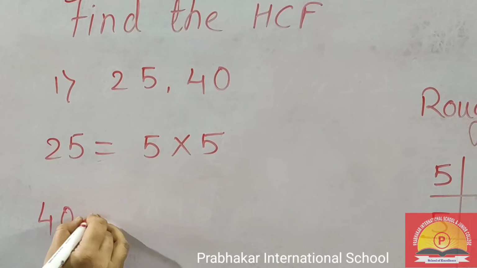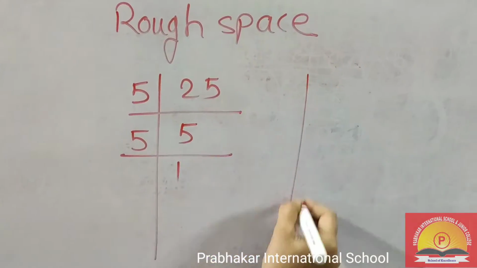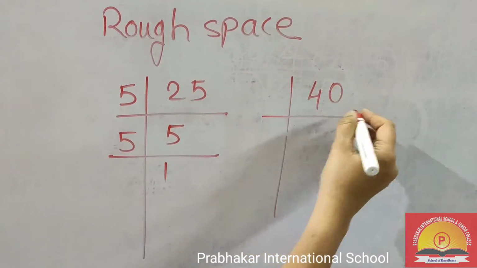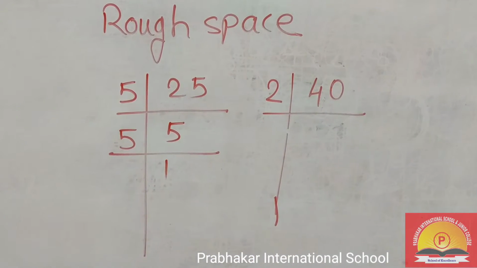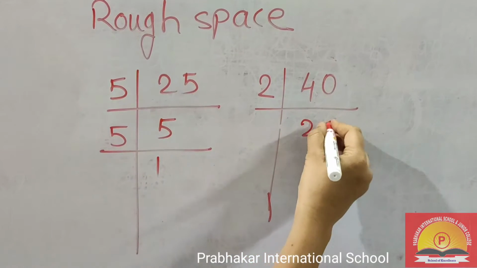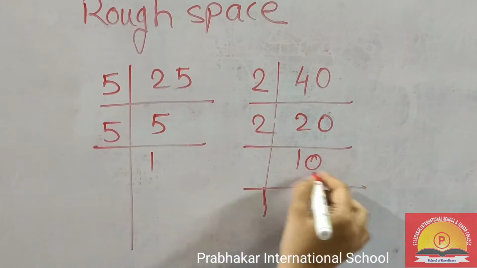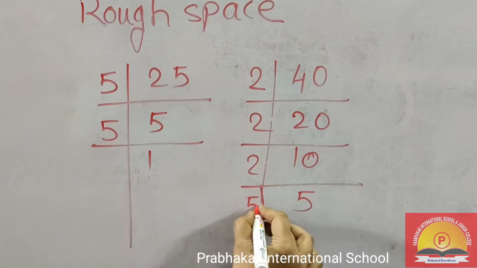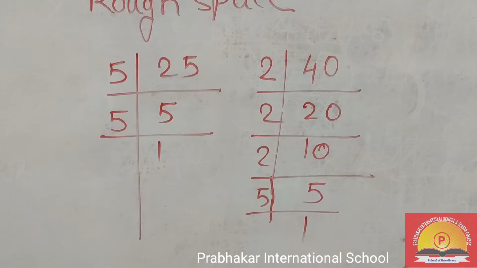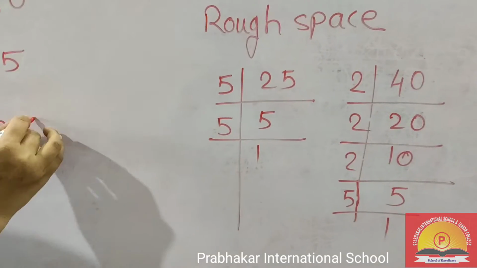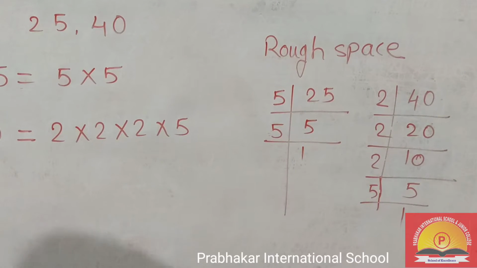Now we are going to find out factor of 40. Again write in rough space 40. So you know that this number is divisible by 2 as it is an even number. 2 2s are 4, 0 as it is, 2 1s are 2, 2 5s are 10 and 5 1s are 5. So these are the prime factors. Write down them. 2 into 2 into 2 into 5. These are the prime factors of 40.